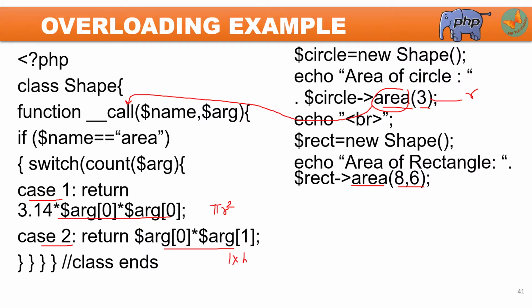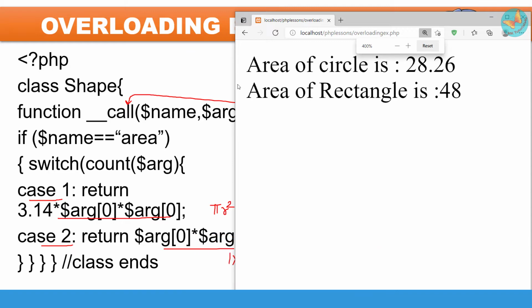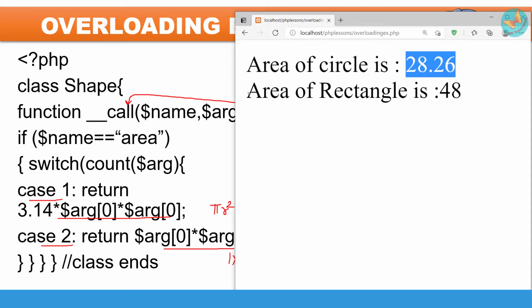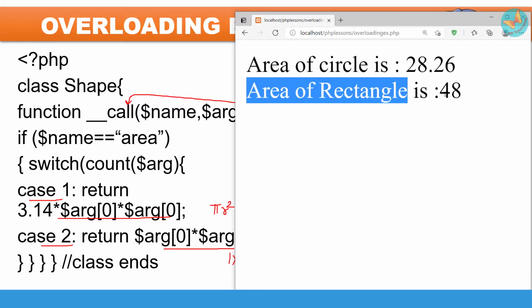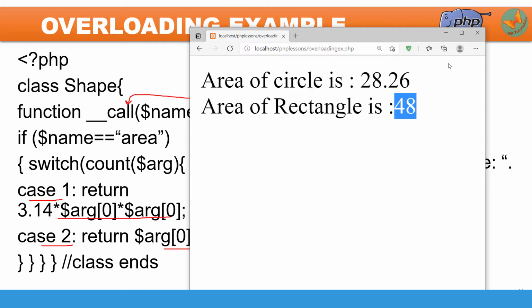Let me show you what output I will get if I run this particular program. Let us go to our web browser and observe what output I get. The area of the circle is 28.26 and the area of the rectangle is 48. In this way, the PHP magic method is used to perform method overloading.